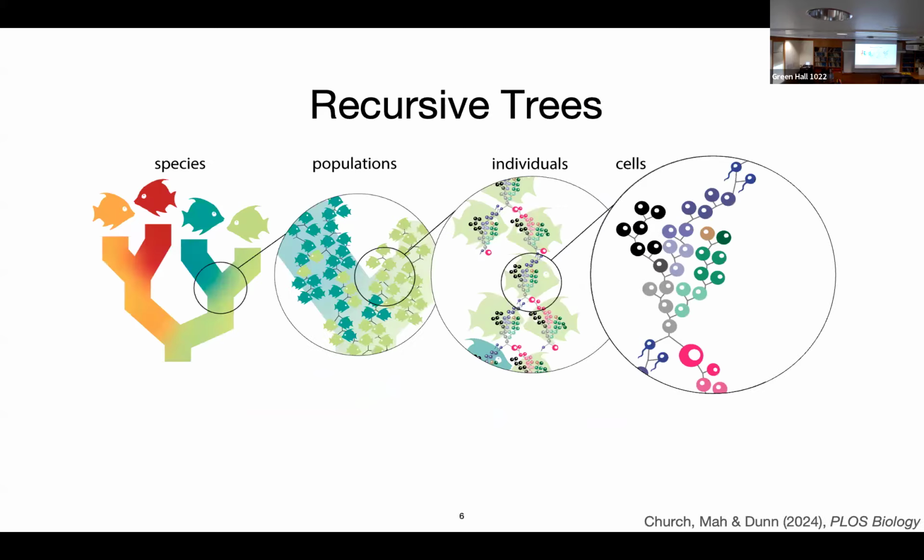There is a nested recursive pattern of trees stretching from the macro scale of the species all the way down to the micro scale, the level of the cells. So these trees are expressions of the same phenomena at different biological levels of organization. So today I'm going to be talking about branching patterns at one of the smallest scales, the level of the cell. So there are three trees that broadly describe cell type diversity.